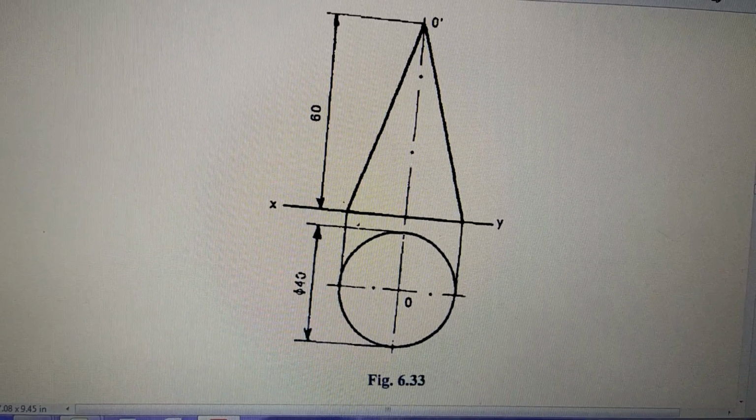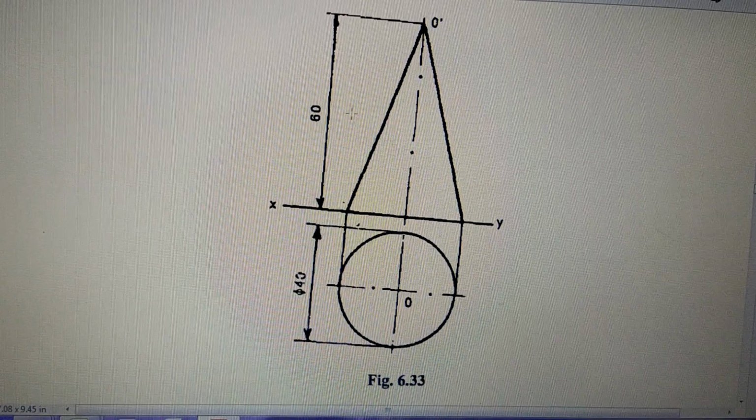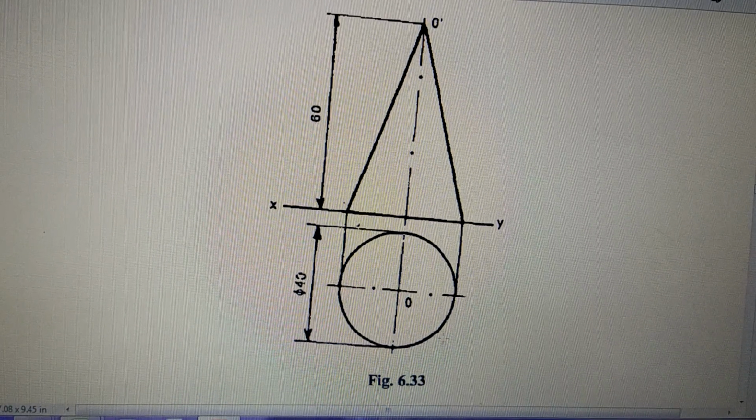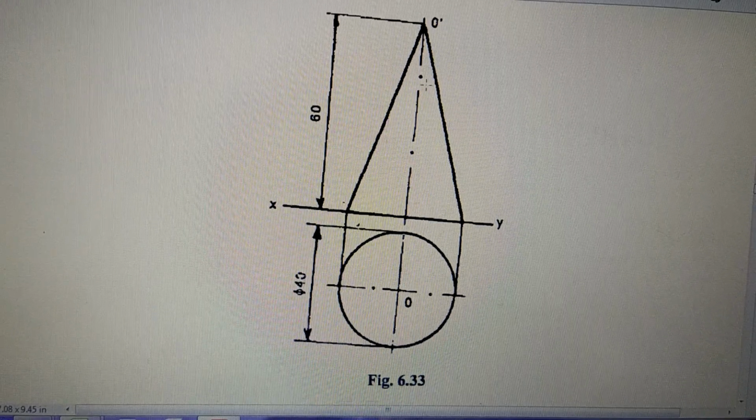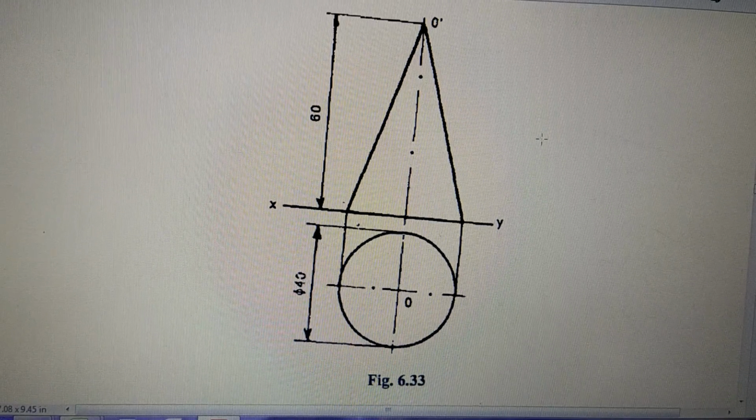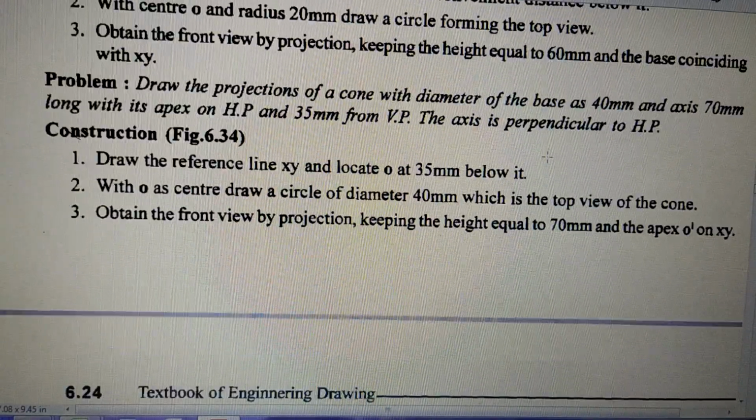Now what do you do with the cone? There is a description of a cone. The diameter is 40, height is 60. So the cone is drawn like a circle here, and then some height is there, 60 mm height. When you join this, it becomes a cone. So this is the front view of a cone and this is the top view of a cone. Very simple it is.